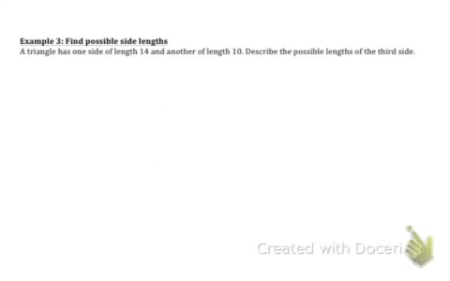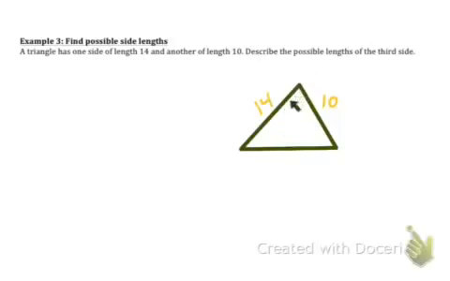Alright, the last example says find the possible side length. If we have a triangle with one side 14 and another 10, describe the possible lengths of the third side. There's not an exact answer, but we have to figure out what the range is, because it's got to fall between this number and that number. If we have our triangle, one of the sides is 14 and the other is 10. I just picked two arbitrary sides; I selected 14 and 10 for those specific sides.